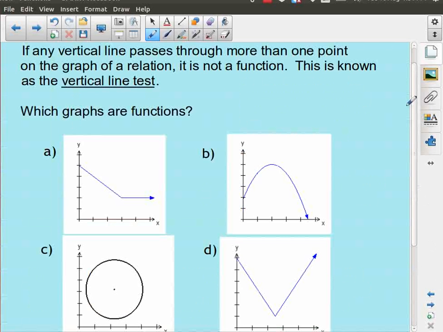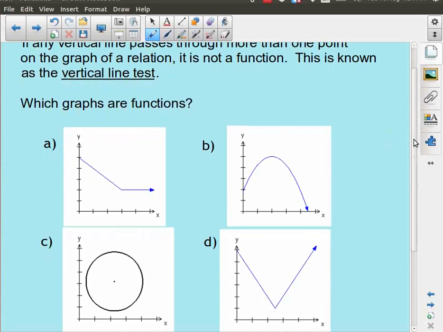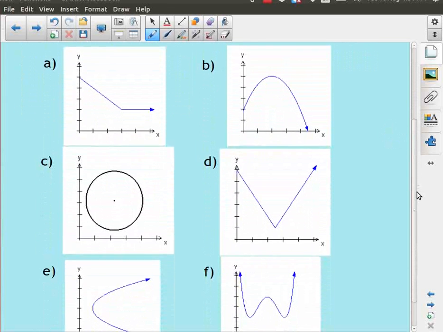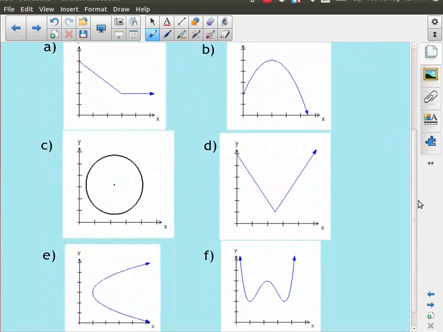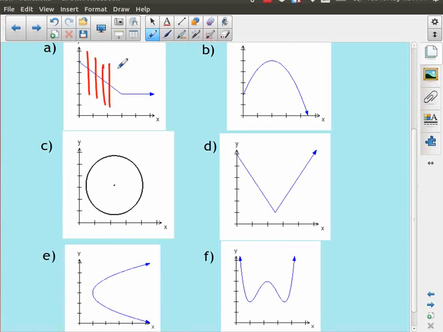And we can apply the vertical line test further. Here are some examples where we can try to make use of the vertical line test. Just take a quick look at those, go through those in your mind, and then I will go ahead and apply the vertical line test to each of them. So here we have this line. It's 2 distinct lines, but if I do a bunch of vertical lines, those vertical lines only ever pass through a single point. So this one is a function.